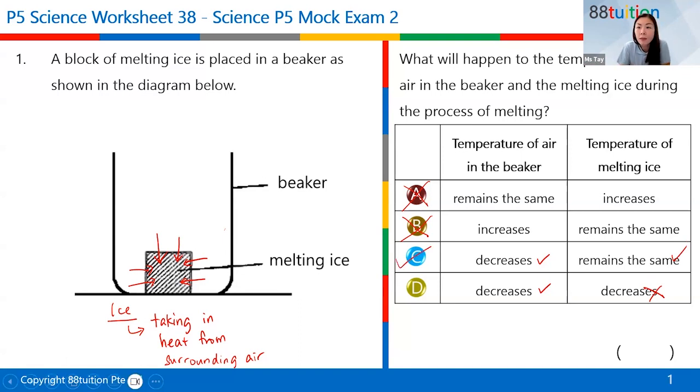Any question here? Most of you got this correct. If you got it the other way around, then think about it: the temperature of the melting ice. The ice is still melting. Must remember, during melting, the temperature of the ice remains the same. This is commonly tested.